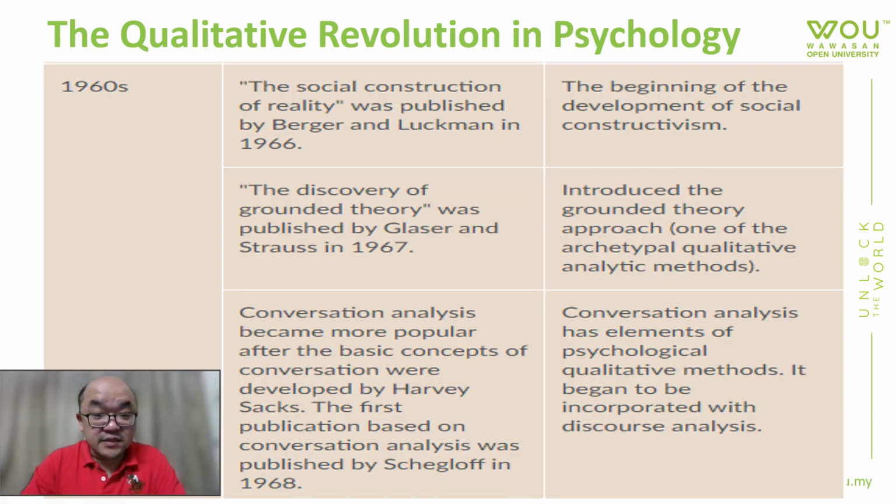Then in 1960, social constructivism began to gain traction. So one of the things that comes up is the discovery of grounded theory. Remember, this is where a quantitative method is used in order to test a particular theory. Then conversation analysis became more popular after it was developed by Harvey Sacks.